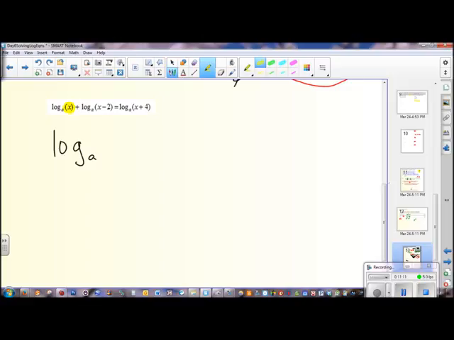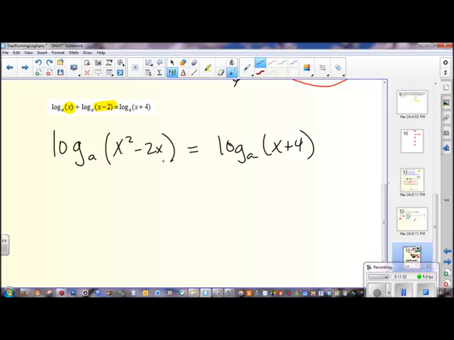Now be careful here. This is an x, and this is binomial x minus 2. When you multiply those two things, you have to distribute. So inside my argument, it's going to become x squared minus 2x. And on the other side, I've still got that log base A of x plus 4. Okay, we've got a true equals in between these two, so the only way to force these to be true is if I force the two arguments to be equal to each other. X squared minus 2x equals x plus 4, and now you see a quadratic equation developing out of this.